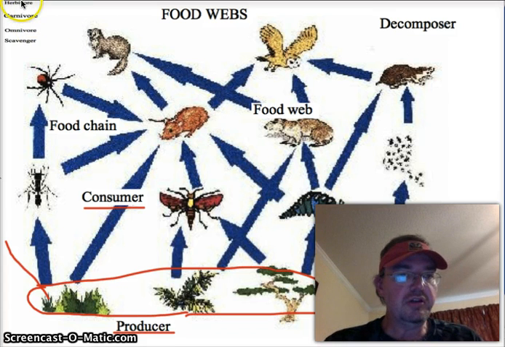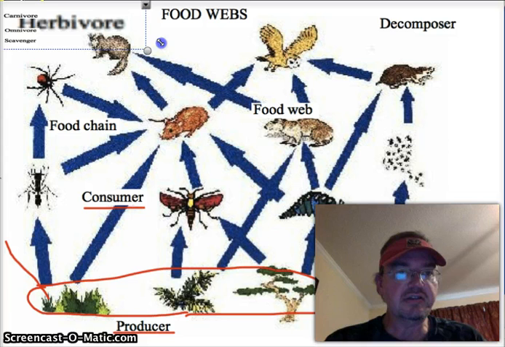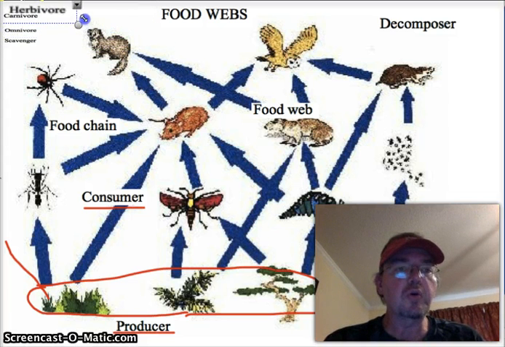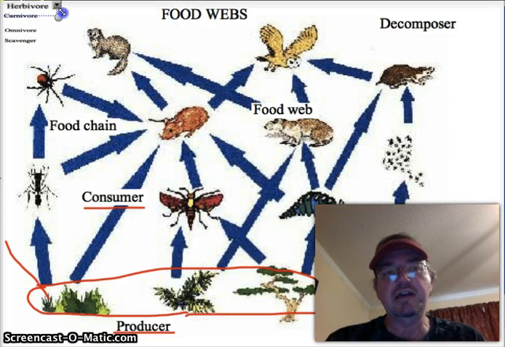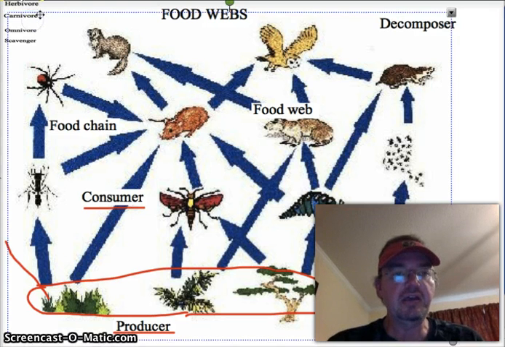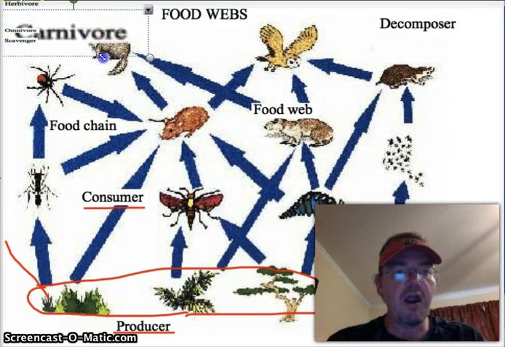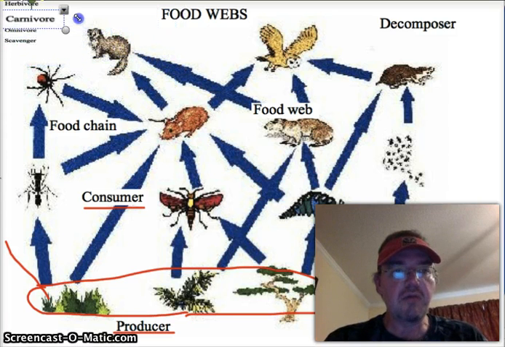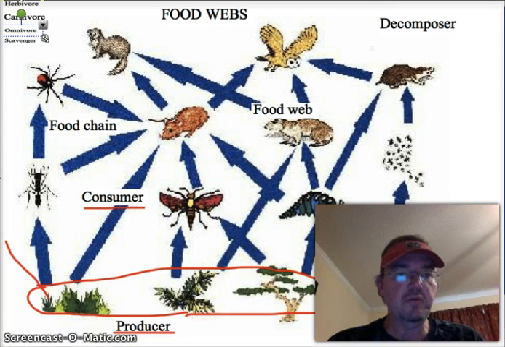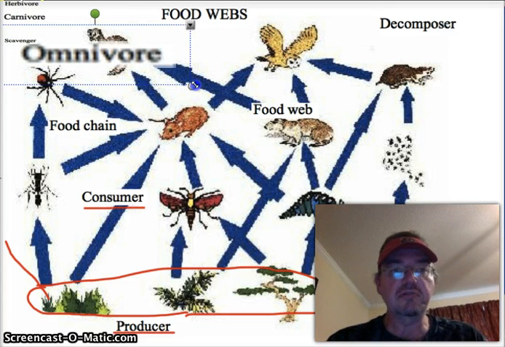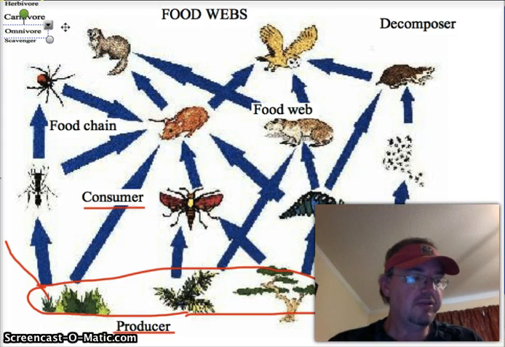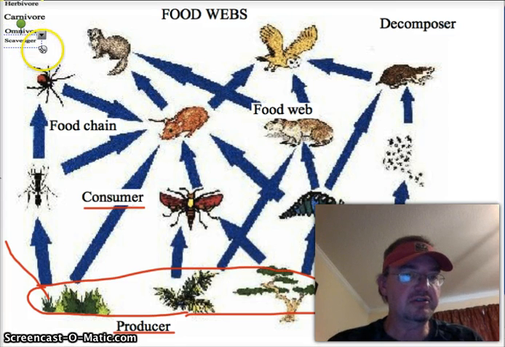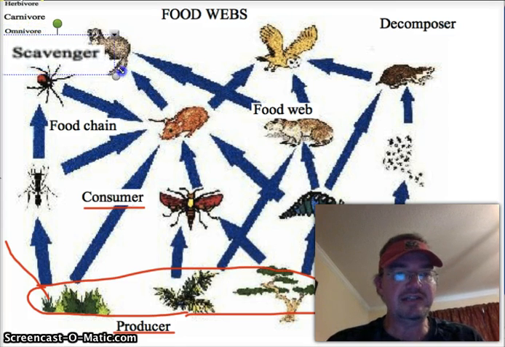And there are some distinctions with consumers. I don't know if you can see them here, but I have herbivore right there. Herbivore, that is a consumer that just eats plants. A carnivore is a consumer that just eats meat. An omnivore is a consumer that can eat plants or animals or the meat. And those are kind of the main three categorizations of consumers.